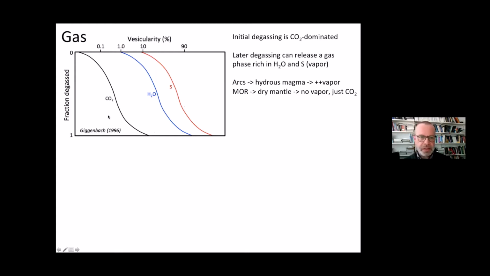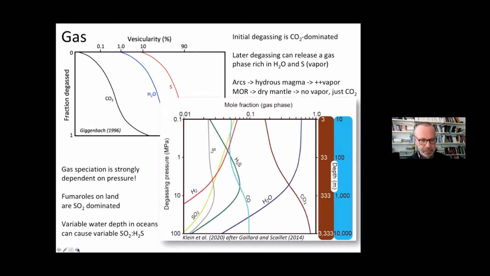Also, of course, a magma is not equal to magma. It depends on if you are on a mid-ocean ridge or in an arc. In arcs, you're dealing with hydrous magma, so you have a lot more water degassing much earlier than on a mid-ocean ridge hosted system, where the dry mantle, of course, can't make hydrous magma, so there's no vapor, just mainly CO2 coming off the crystallizing magma reservoir, the heat of which drives these systems.